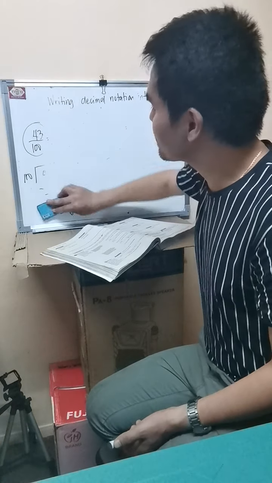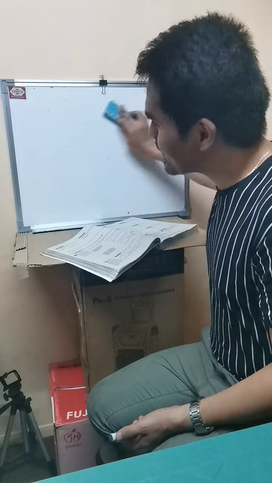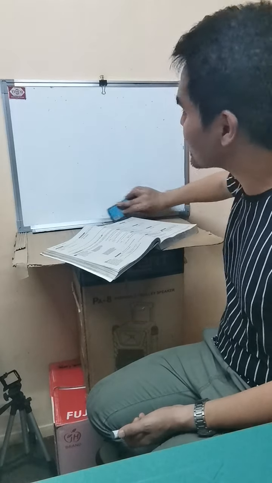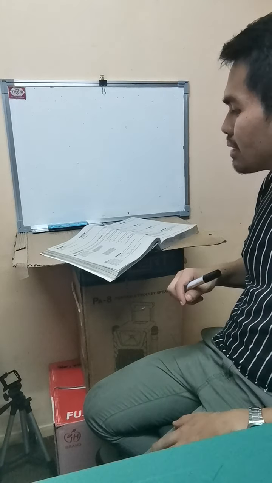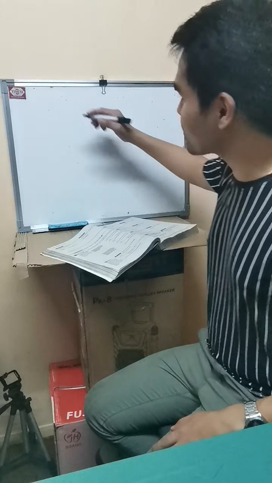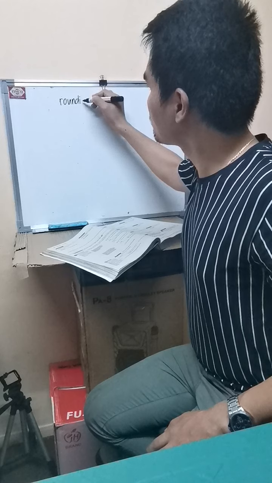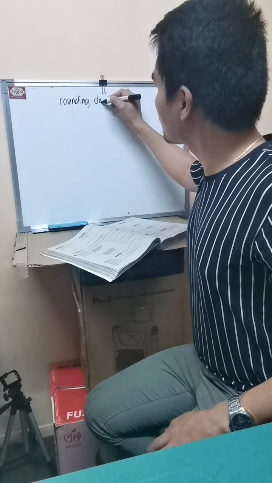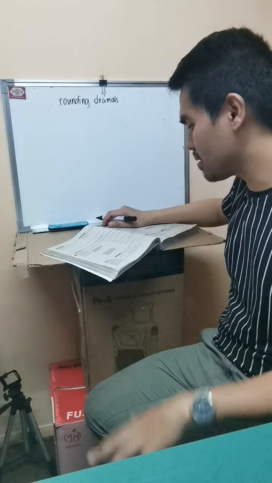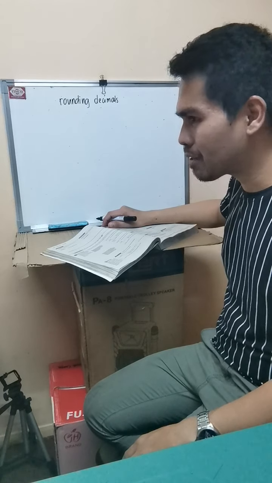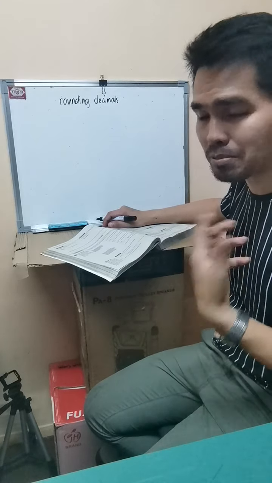The next step here of our lesson, after writing decimal notation into fraction and fraction to decimal notation, we will now move to rounding decimals to a given place value. Rounding decimals. Okay, for rounding decimals, what's needed here is that we just remember the rule. I'm sure you know this one, but this is just for the purpose of recall.